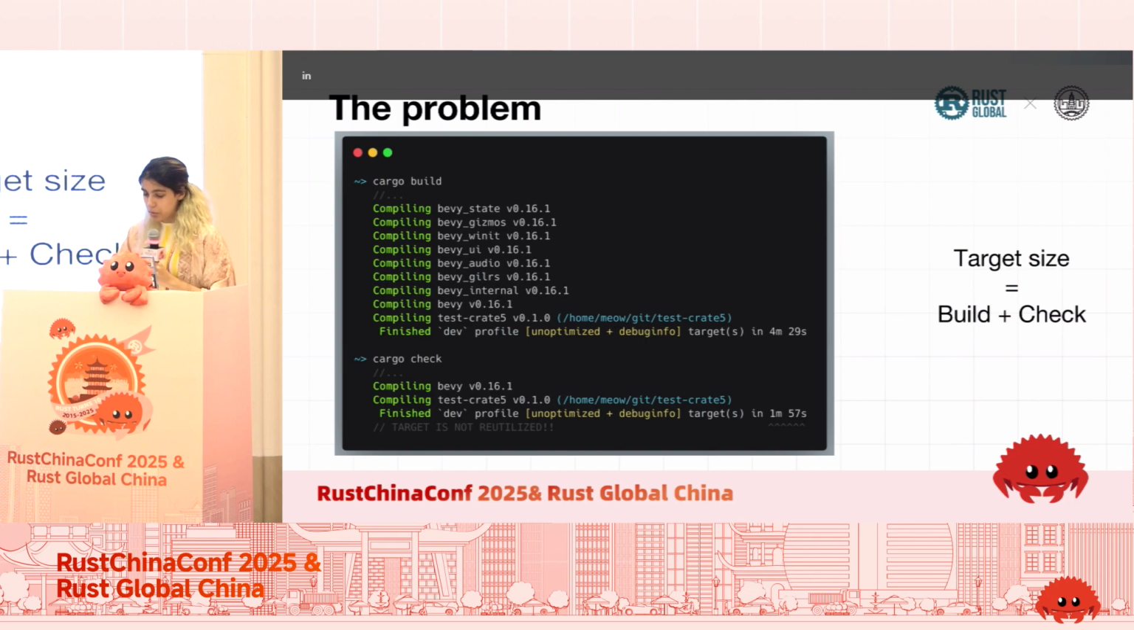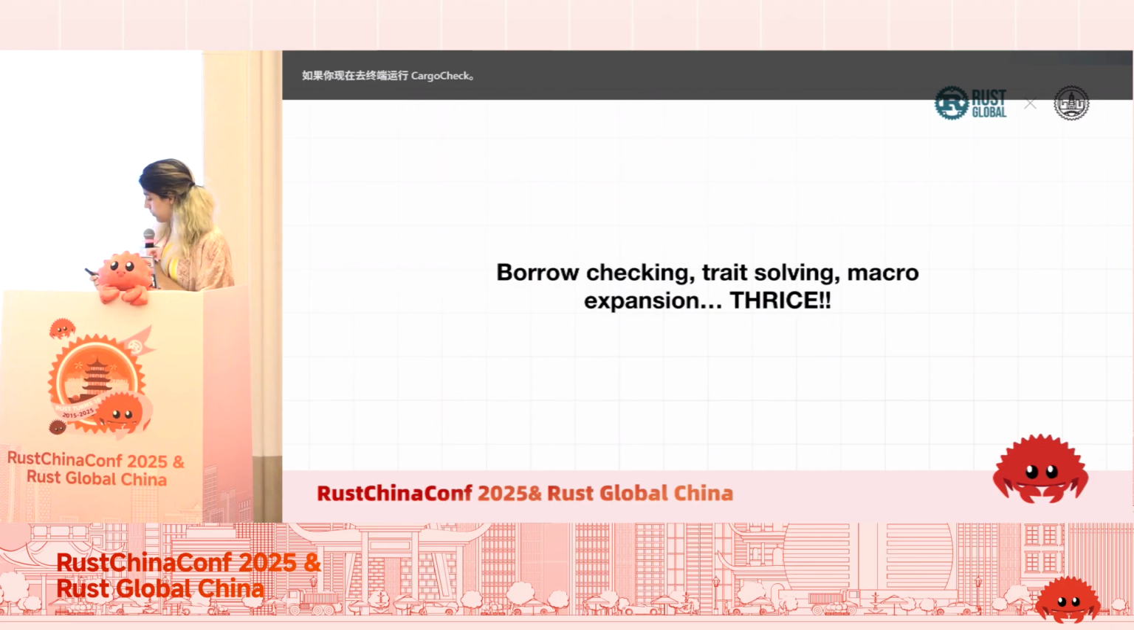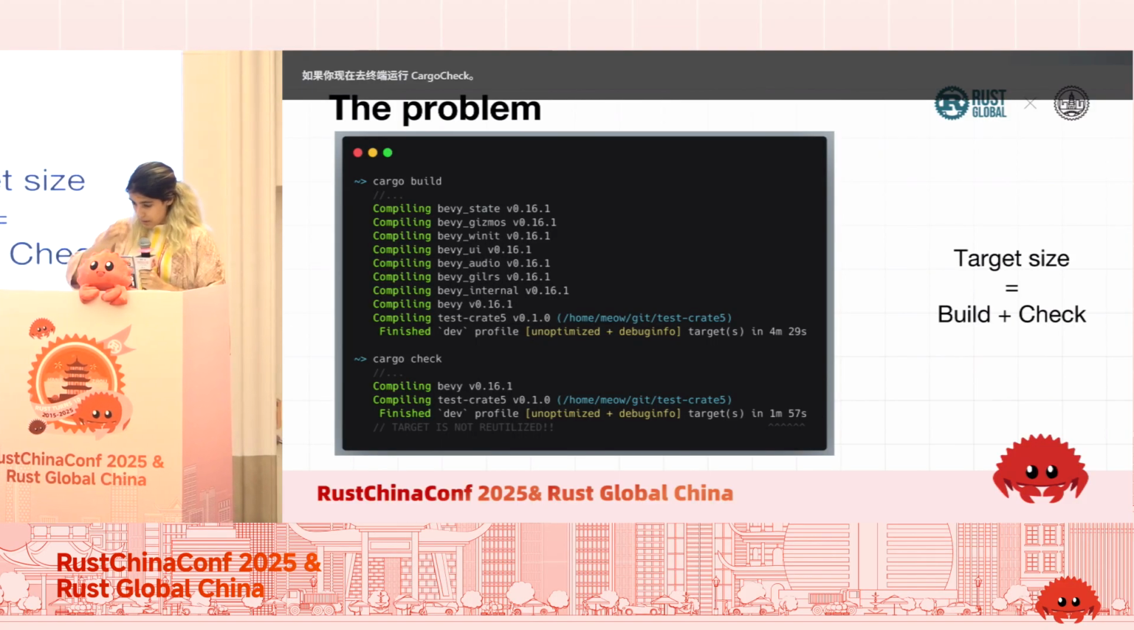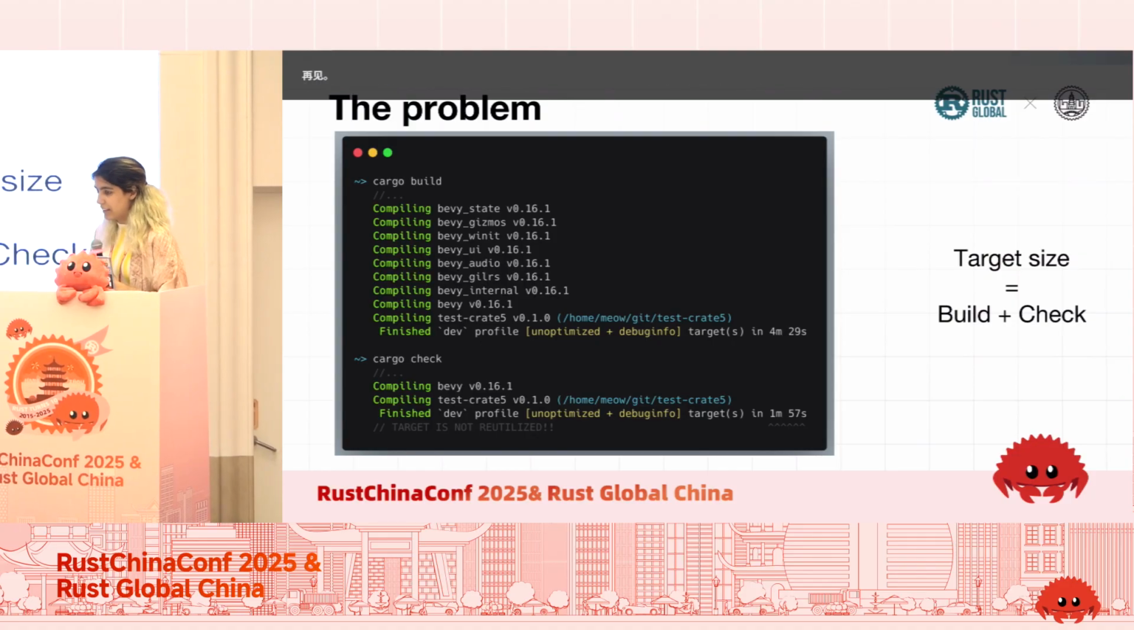If you right now go to a terminal and run cargo check and then cargo build, the cargo build will recompile your packages, including dependents, in your local tree, and the target size will be a lot greater than if you just run a cargo build in the first place. It will be the sum of running cargo check and cargo build in both time and target size.